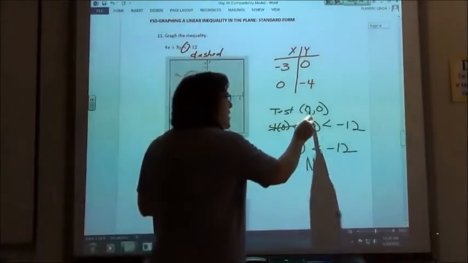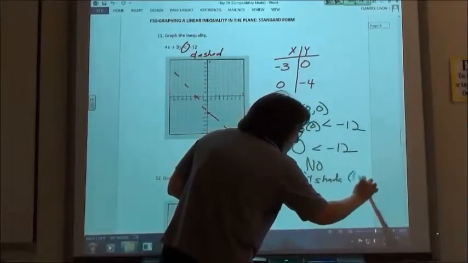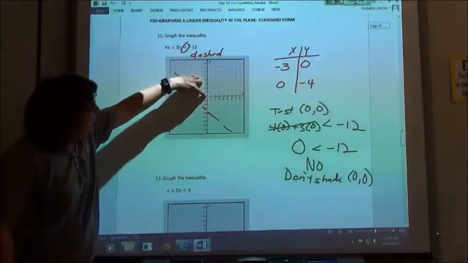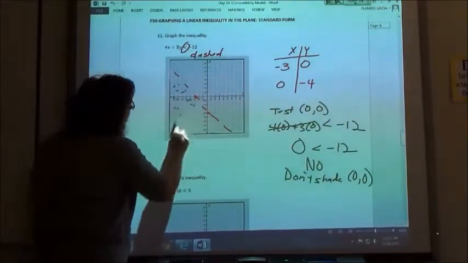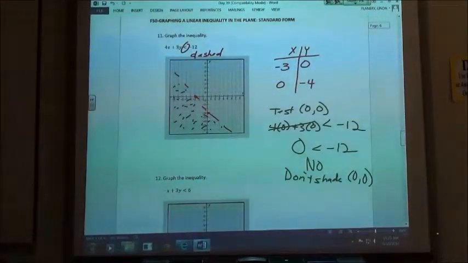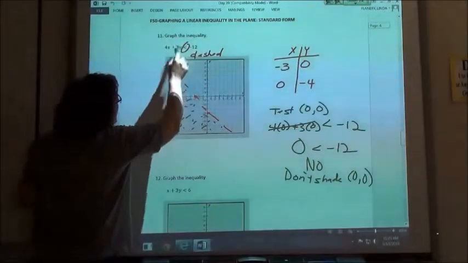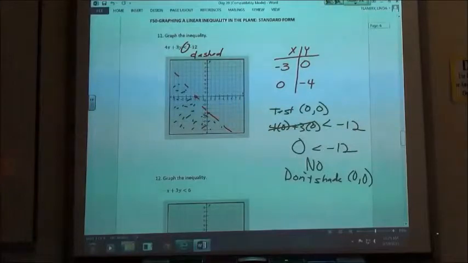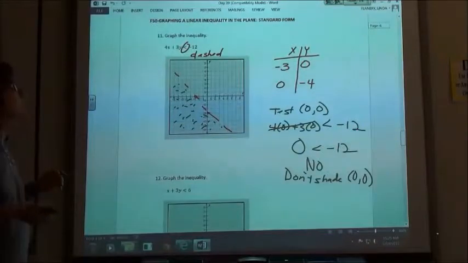That means that no, I don't want to shade the point I tested, which was 0, 0. Well, if I'm not going to shade the 0, 0, that means I have to shade the other side of my line. So on this problem, I end up shading over here. It actually does end up being less than when I solve it, because I'm going to divide by a positive 3, which isn't going to flip my inequality. If I divide by a negative, I have to reverse that inequality sign, and that's why you have to go through and solve it to make sure your sign doesn't get flipped anywhere in the solving.